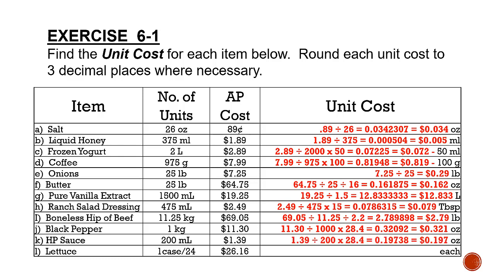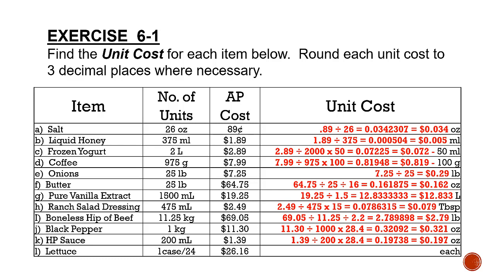So take what we paid, $1.39, divide it by the 200 milliliters we got for that. That gives us the price of 1 milliliter. Let's take the cost of 1 milliliter and multiply it by 28.4 because that will give us the cost of 1 ounce. And you see, rounded to 3 decimal places, we get $0.197 per ounce.